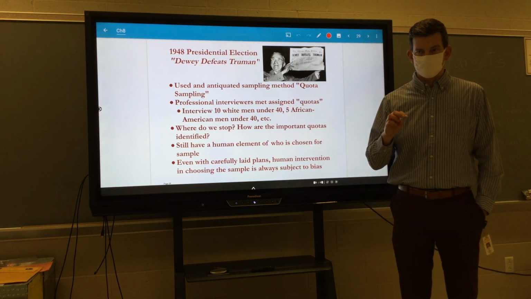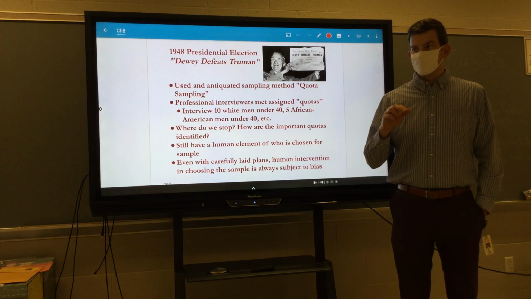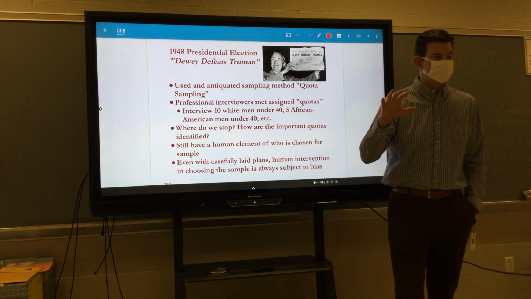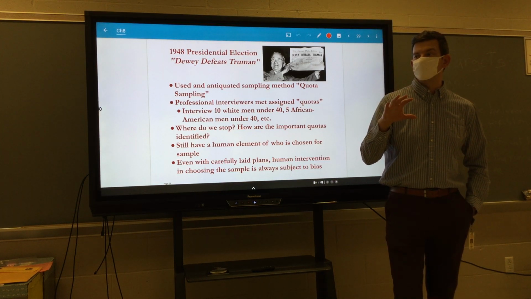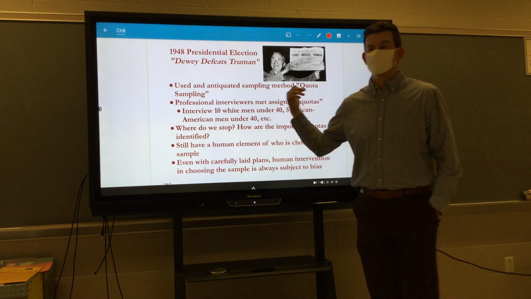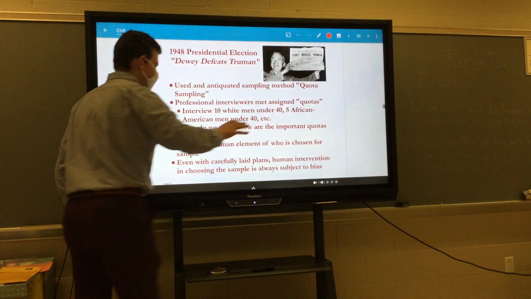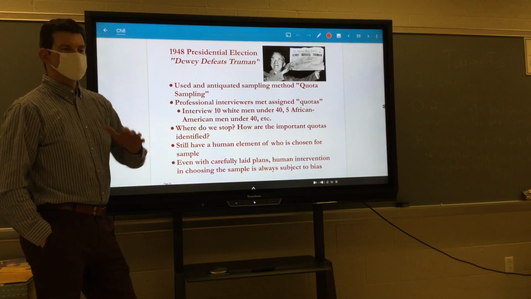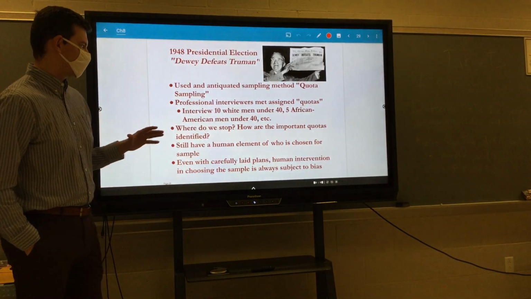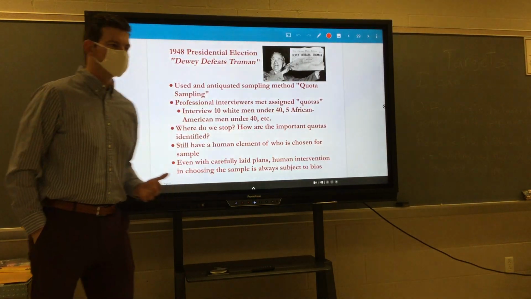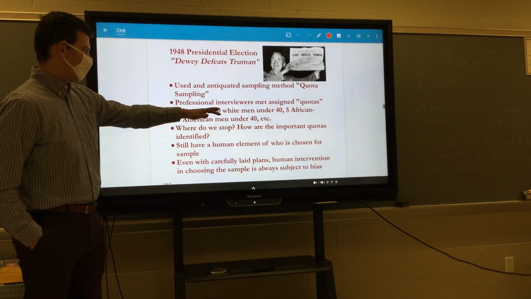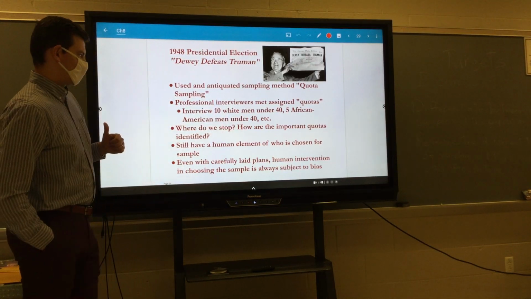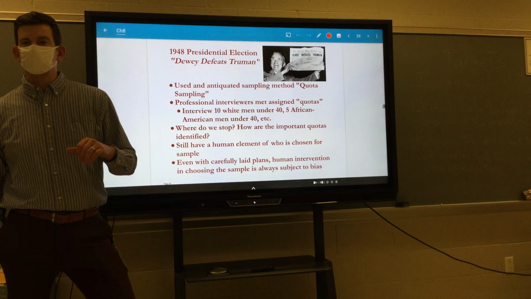Now, the reason why the pollsters got this wrong is they were using an outdated sampling method called quota sampling. Now, this seems like a good method on the surface. Okay? And I've noticed that sometimes students want to use methods along these lines. The way this works is that professional interviewers met assigned quotas to try to model the population as a whole. And this is based off of demographic information. So for example, they might be assigned to interview 10 white men under the age of 40, 5 African American men under 40, etc.